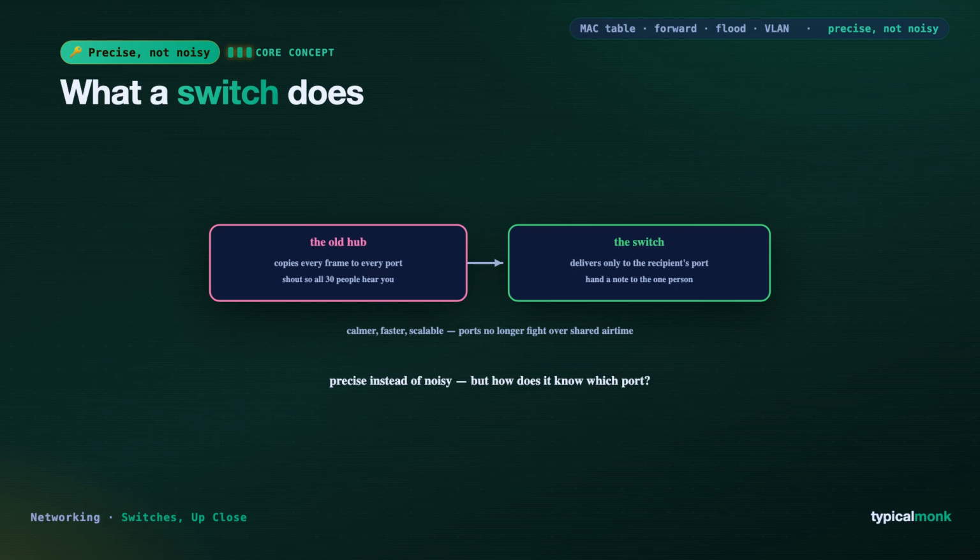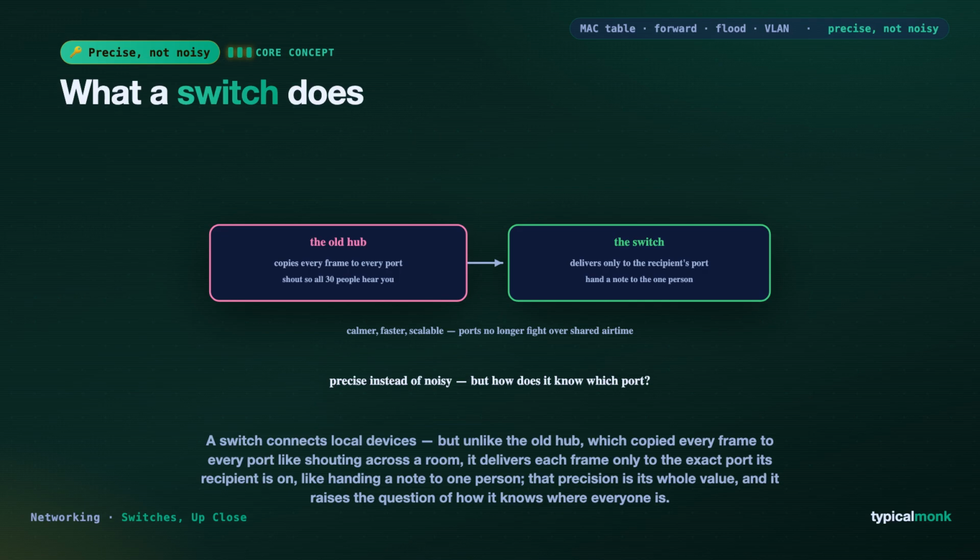A hub did not need to know anything, it just copied blindly. A switch has to be smart. It has to learn the layout of the network and remember it. That learning and remembering is the magic we are about to unpack. So the takeaway: a switch connects the devices on a local network and, unlike the old hub that copied every frame to every port, it delivers each frame only to the exact port its recipient is on, precise instead of noisy, which raises the question of how it knows where everyone is.